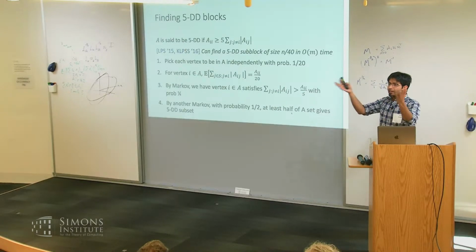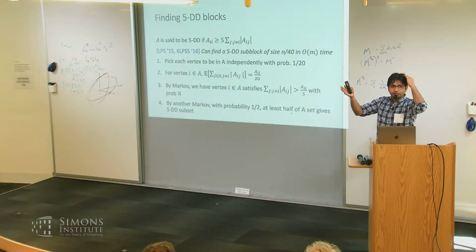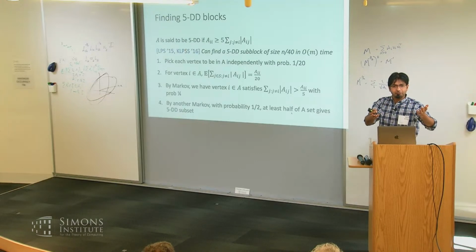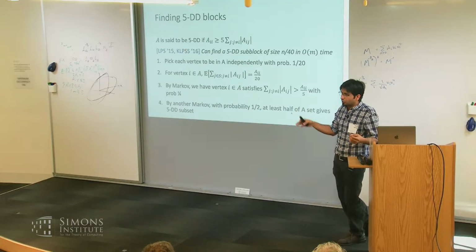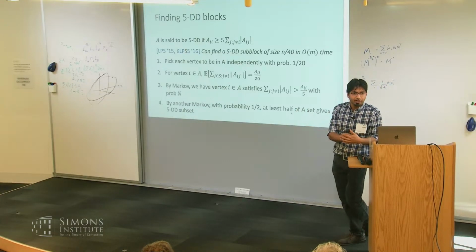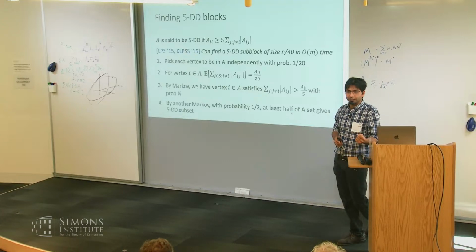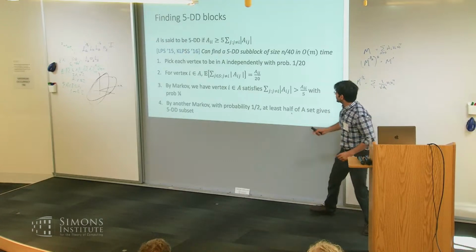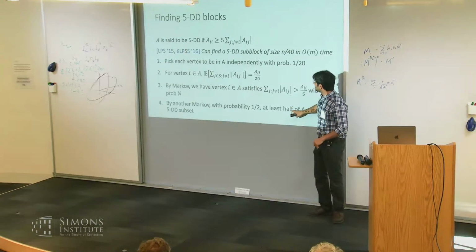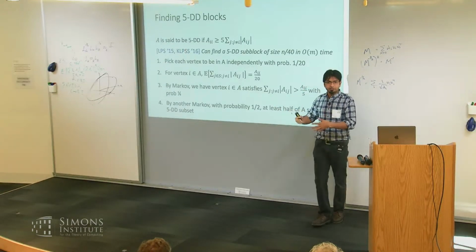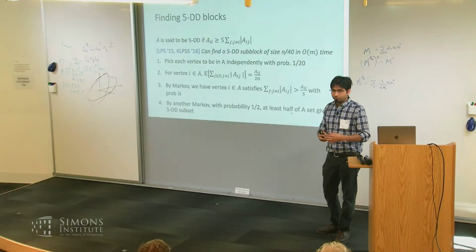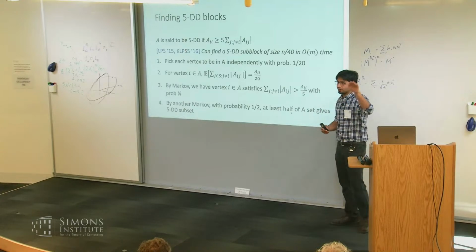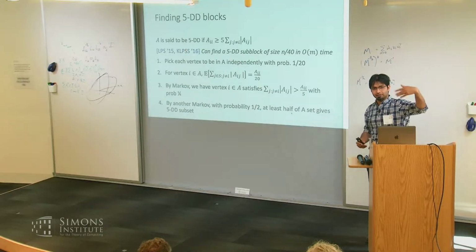So pick a random set of size n over 20, and then throw out the ones that violate your condition. You will end up, with constant probability, with a set of size n over 40 that is 5DD. And the good thing is that throwing out vertices only improves the 5DD condition for the vertices that you keep, otherwise I would have a conflict. Since it only improves, everything that satisfied it previously will continue to satisfy it.